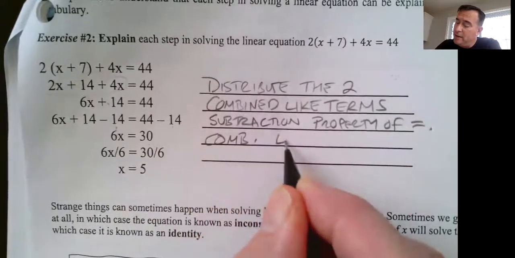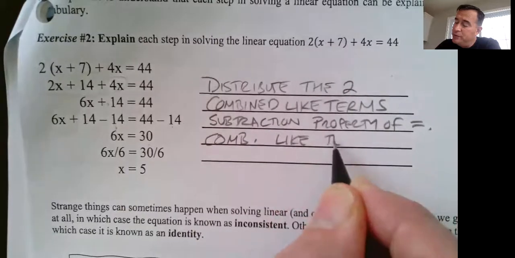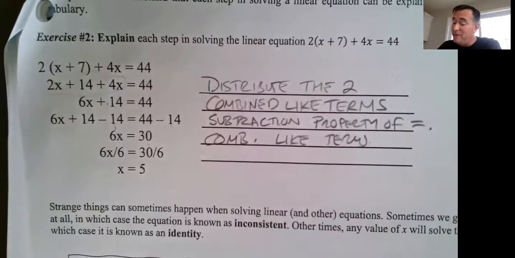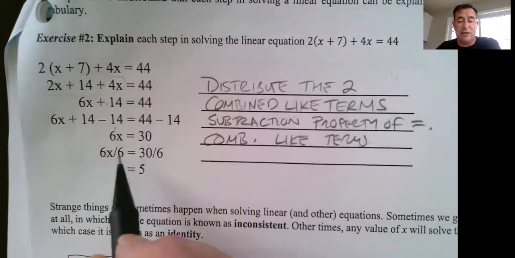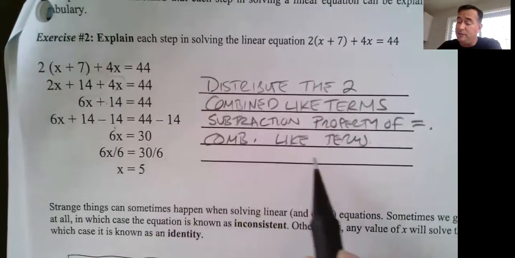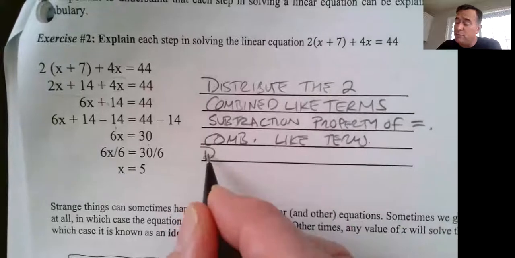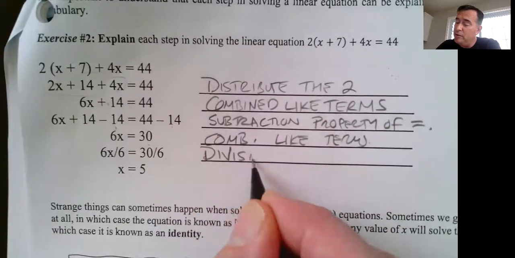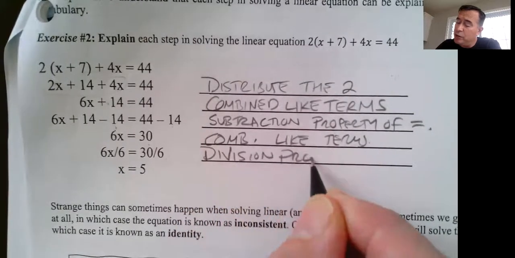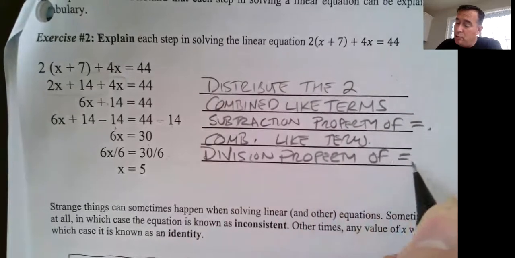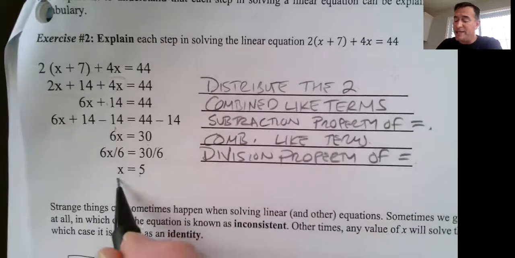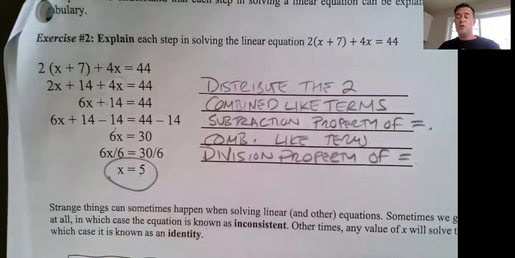Combine like terms. And then if you look at what I did here, I divided 6 on both sides to cancel out the 6's here. You could write divided by 6 on both sides, or you could say the division property of equality. And that would also be correct. And then when we're done with that, this became a 5, this canceled out and gave me an x, and we got our answer.